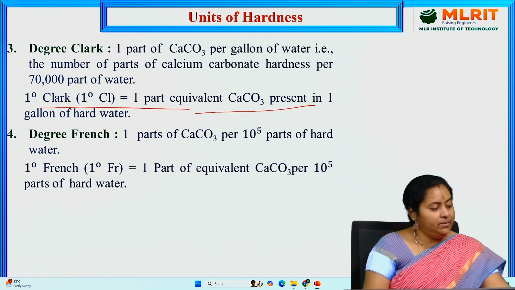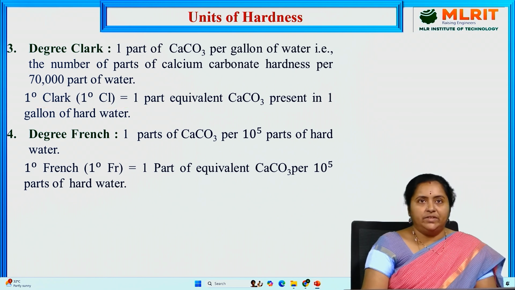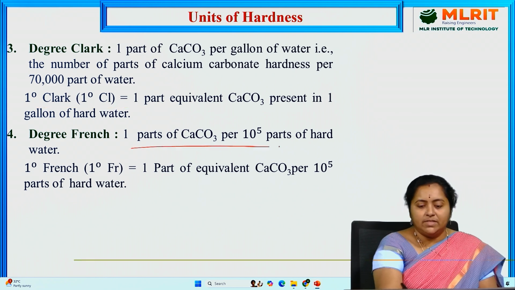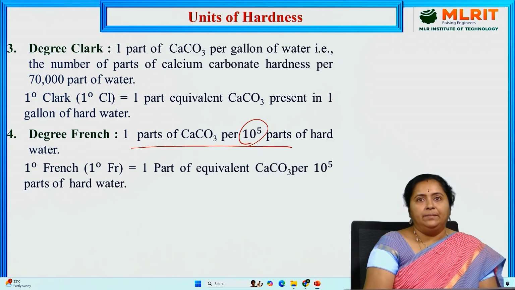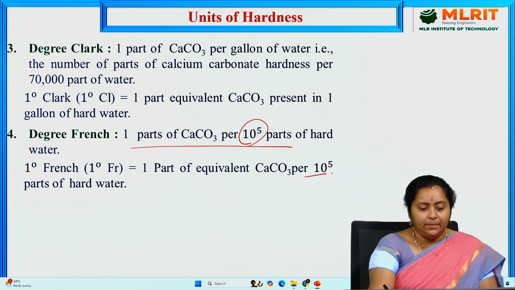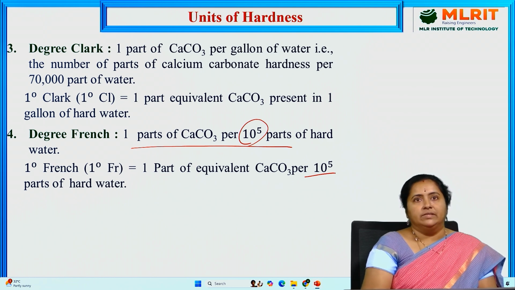Next, what do you mean by 1 degree French? 1 degree French is equal to 1 part of CaCO3 equivalent hardness, but the amount is 10 power 5 parts of water, hard water. In the previous case it was 10 power 6 parts in the case of ppm and milligrams per liter. Now it is changed to 10 power 5 parts of water sample. So 1 degree French is equal to 1 part of CaCO3 equivalent hardness causing salt present per 10 power 5 parts of water sample.